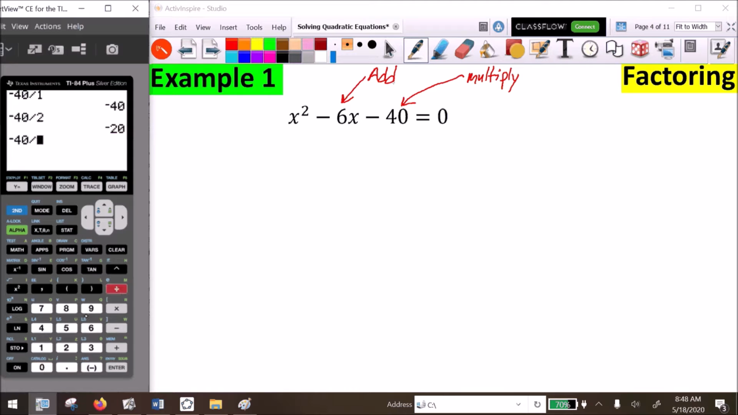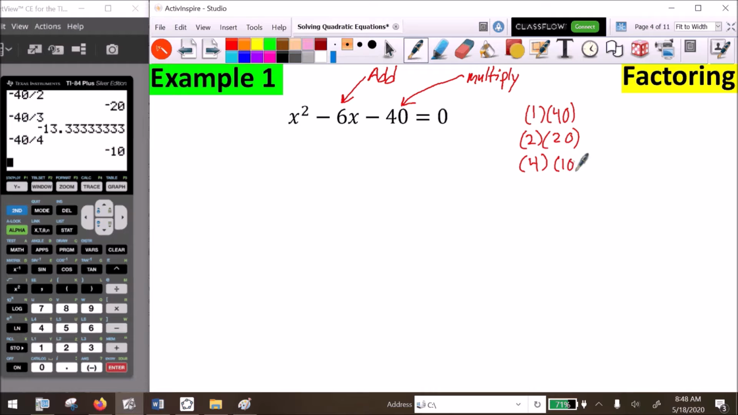It's not divisible by 3, that gives us a decimal. All right, 40 divided by 4. I'm going to start writing out some of these factor pairs. 1 goes into it 40 times, 2 goes into it 20 times, 4 goes into it 10 times, and I think that was the one we were looking for. -10 plus +4 is what's going to add up to -6. So we found our pair of numbers that multiply to -40 and add up to -6.